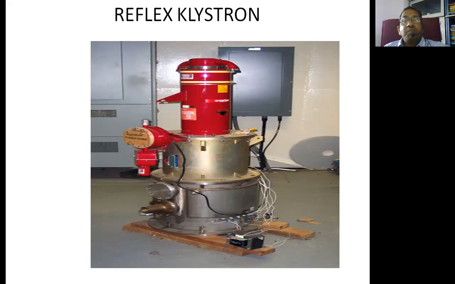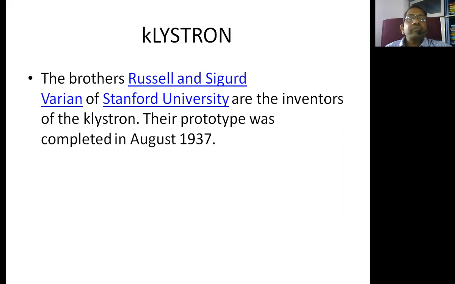So this is the practical reflex klystron, which is suitable to generate microwave signals at kilowatts of power. That means microwave signals of around 2.5 gigahertz at a power rating of 1150 kilowatts can be generated by using this particular reflex klystron oscillator.